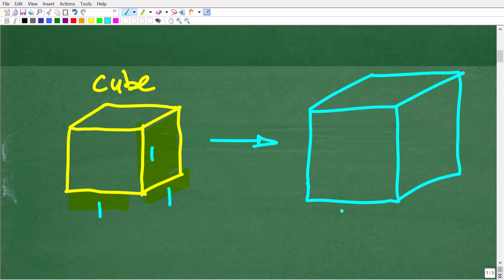But just to get the general idea, if all the edges of the cube are doubled, that means we're going to go from 1 to what? Well, we're going to go from 1 to 2. All right, so this 1 is going to be 2 here, and this dimension will be 2 right here. Okay, so this is the basic situation.